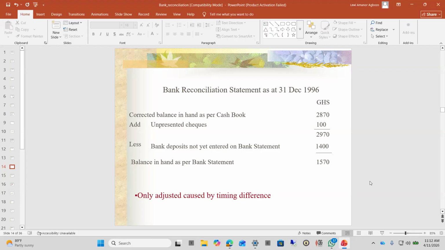Giving a closing bank statement balance of 1,570. If your unpresented check is 100 cedis and your uncredited checks are 1,400, prepare a bank reconciliation statement to show your cash book balance. Excellent.